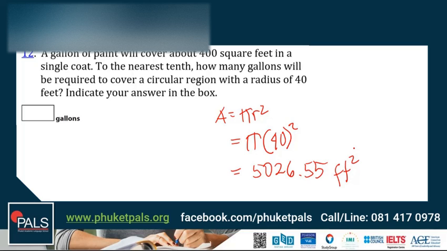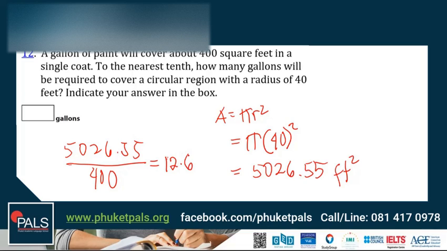And then, since a gallon of paint covers 400 square feet, let us divide 5,026.55 divided by 400. The answer, using a calculator, is 12.6. So the answer is 12.6 gallons.